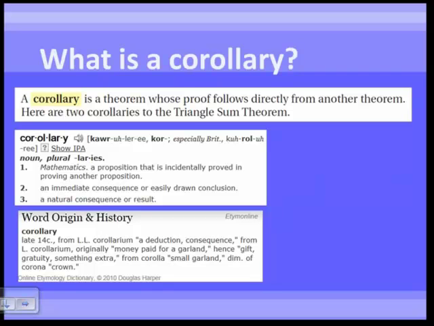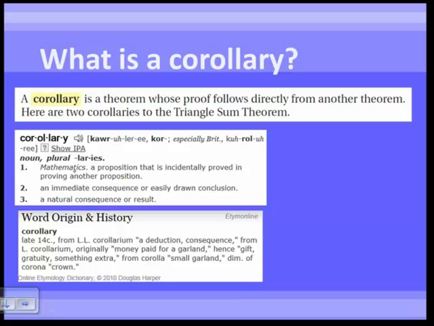Now next we're going to talk about something called a corollary. A corollary is a theorem whose proof follows directly from another theorem. So you're going to have two corollaries from the triangle sum theorem. But first I wanted to look a little bit more into the word corollary.